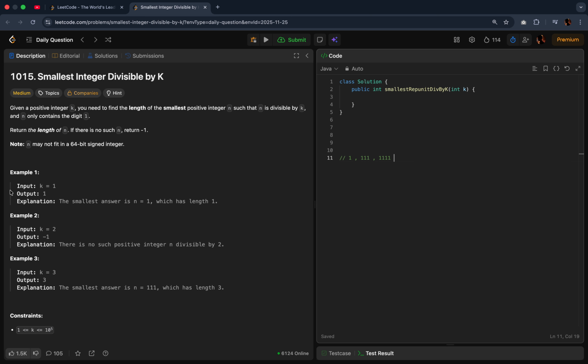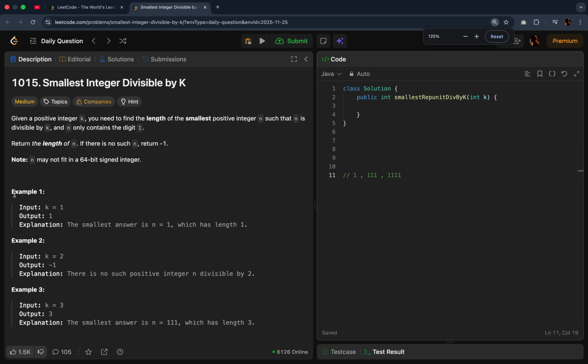Let's understand with an example. Suppose we are given input k equals 1, so the output is also 1. Why? The smallest answer is n equals 1, which has length 1. With 1, only 1 is divisible, so we have to return the length of the number. Suppose there are 4 ones, then we have to return the length 4, so the final output will be 4.